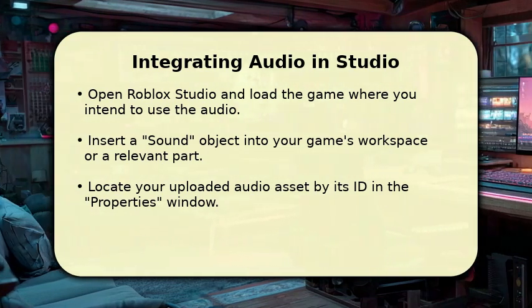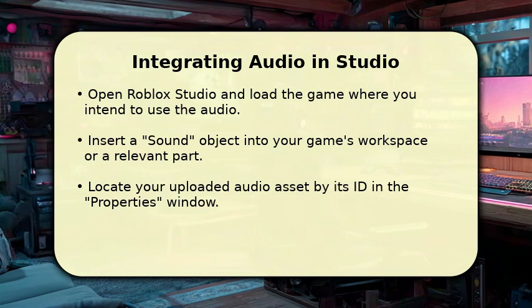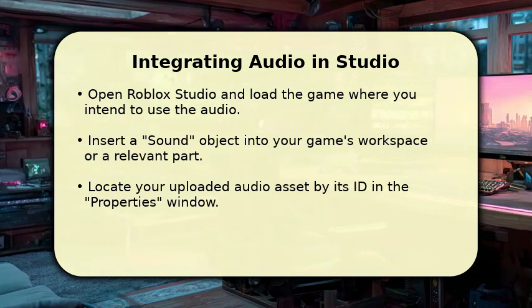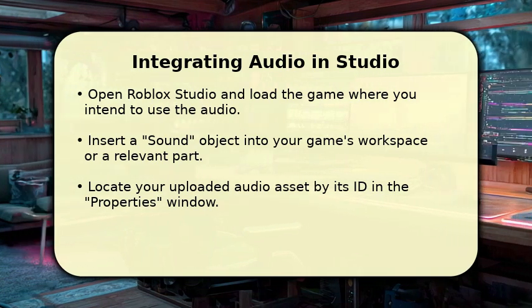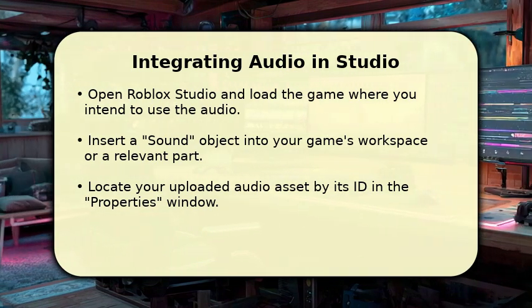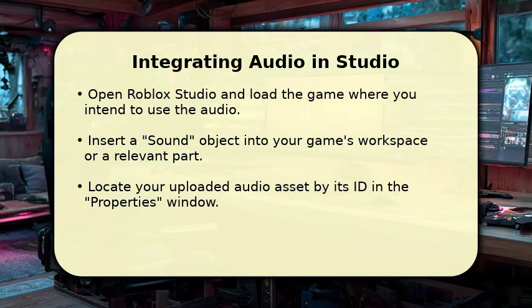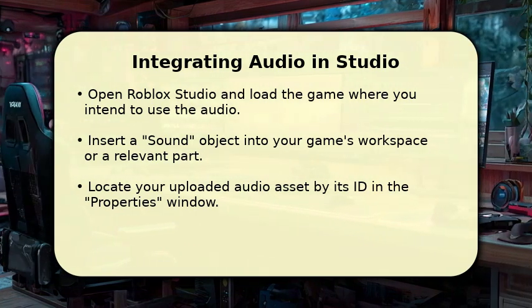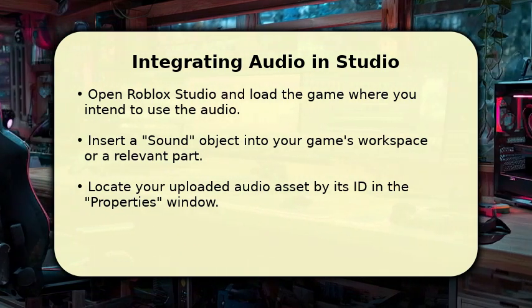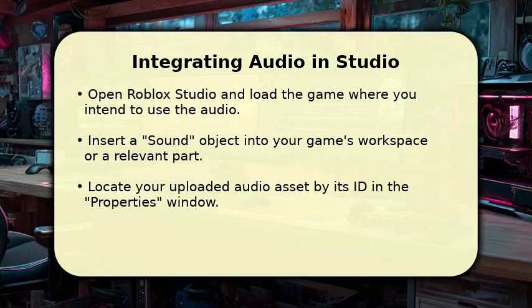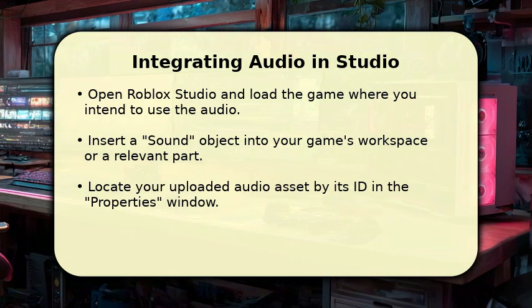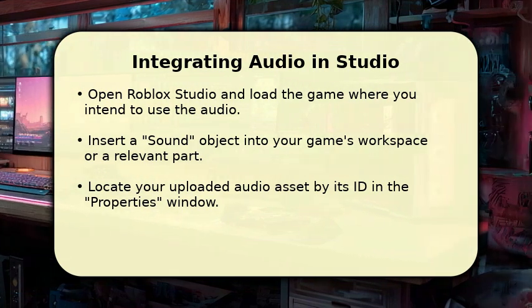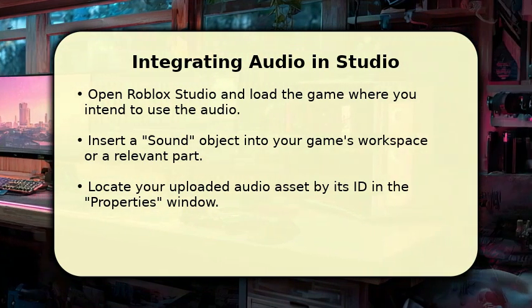Open your desired game project. Next, insert a sound object. You can place this in the workspace, a part, or even a screen GUI, depending on your needs. In the Properties window, find the Sound ID property and paste the asset ID of your recently uploaded audio. From there, you can adjust various settings like volume, looping behavior, and playback speed to perfectly fit your game's atmosphere. This step makes your sound interactive.